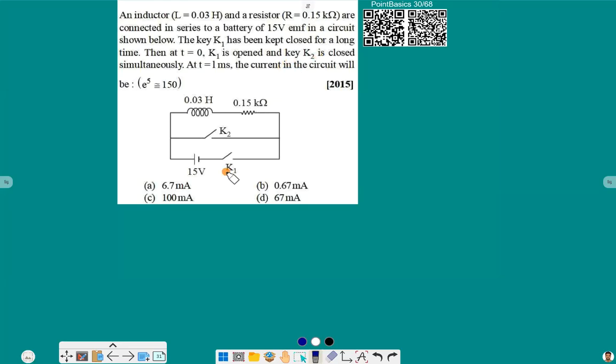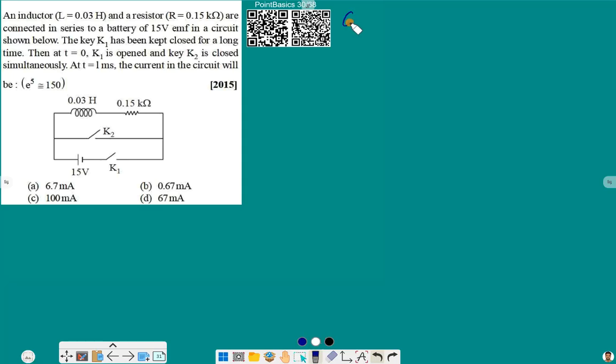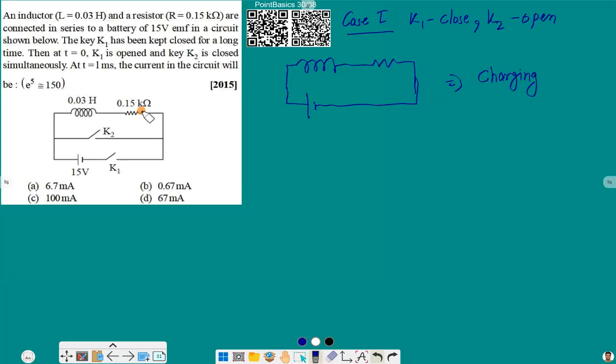So let me write here that case 1, K1 was closed and K2 was open, means our circuit will look like this. We have inductor here, resistance here, as K2 is open, so it is out of the circuit, we will not consider it, and this will be our circuit. Means it is a charging circuit. Inductor is getting charged here.